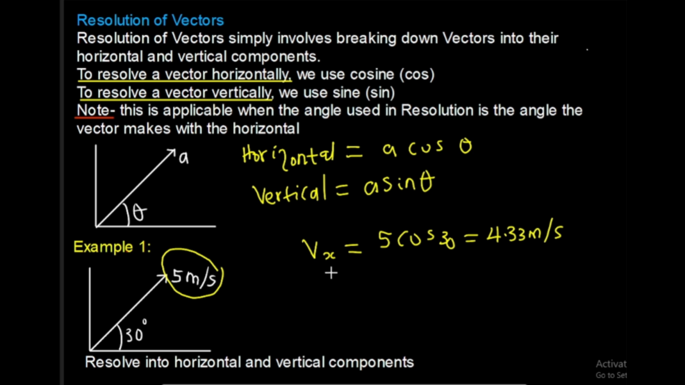And then for vertical resolution, we have v of y. I want to resolve this vector into the vertical component. So v of y equals the magnitude of the vector, and since we are resolving vertically, we use sine, with the angle the vector makes with the horizontal. So we say 5 sine 30, and that will give you 2.5 meters per second. So this is your answer for vertical, and this is your answer for horizontal.